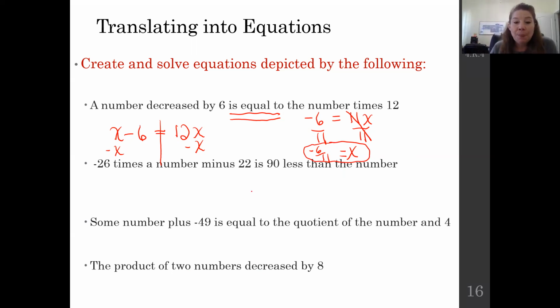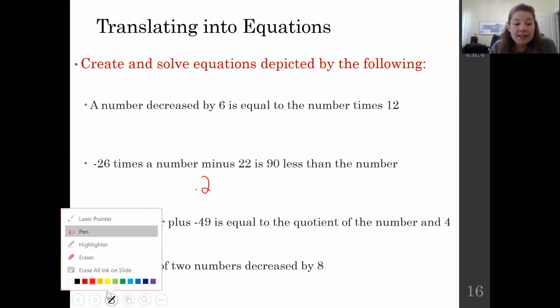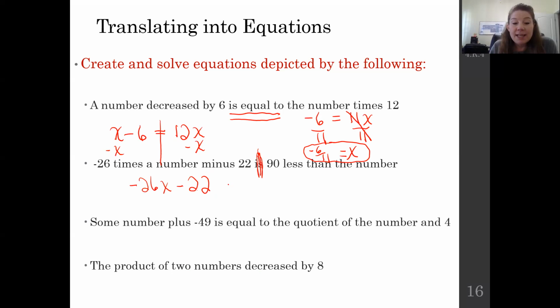All right, the second one, negative 26 times a number minus 22 is, all right, so here's our equal sign, right? So negative 26 times a number minus 22, exactly how it sounds, is 90 less than the same number. 90 less than, so remember that's reverse order, less than goes at the end, the number minus 90.